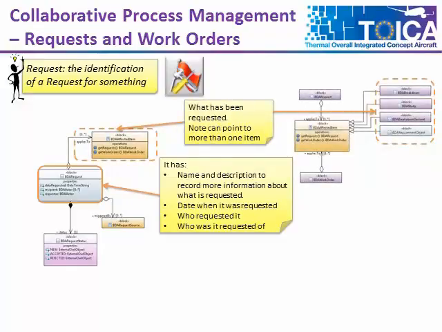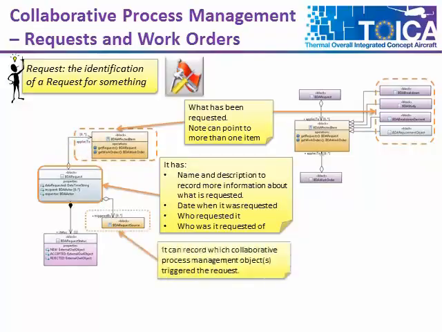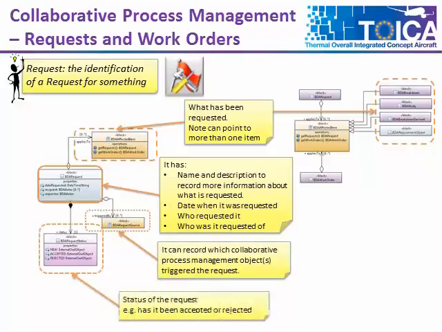It points to what is being requested, so these are affected items, which can be many different types of objects. Note that it can point to more than one of these objects because it applies to 0 to 1 multiplicity. It can also point to what triggered the request, and it also has a status, so you can see whether it has been a new request, an accepted request, or a rejected request.